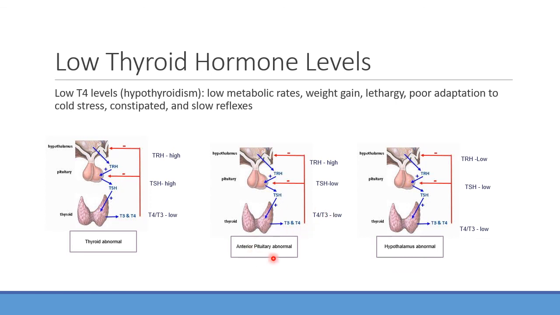Now, if the issue is with the anterior pituitary, you'd expect TSH to be low because that's not being produced there, which would result in T4 and T3 being low. However, TRH you would expect to be high because that negative feedback loop is not being activated, still stimulating the anterior pituitary, or trying to at least. And then if it's a hypothalamic issue, all of these would end up being low. So it makes sense, and you can go back and look at the levels and say, okay, where do I think the problem lies? And it may influence your management pretty dramatically, right?